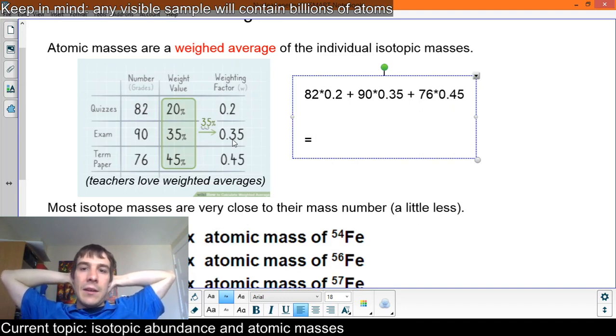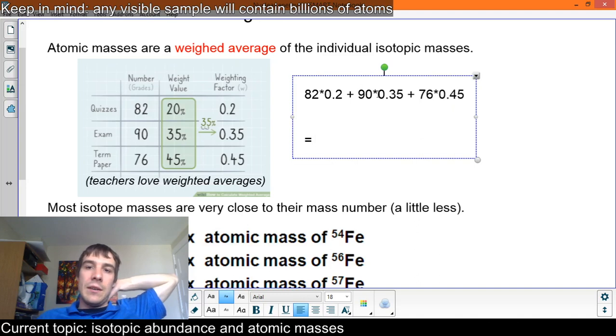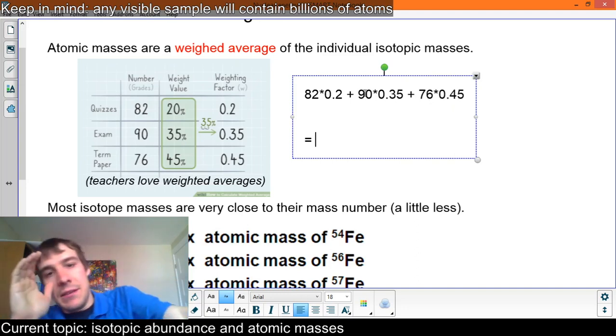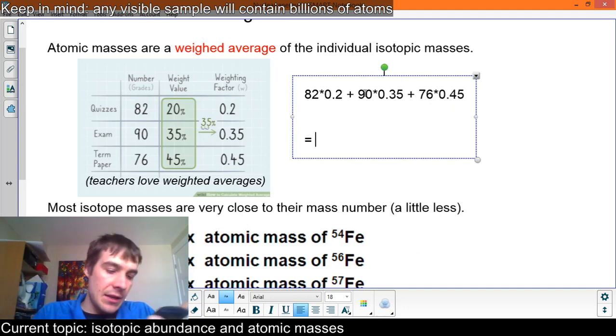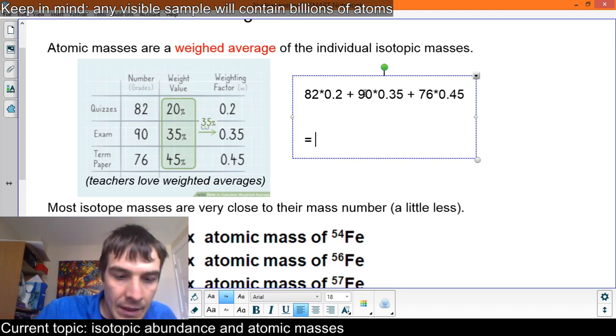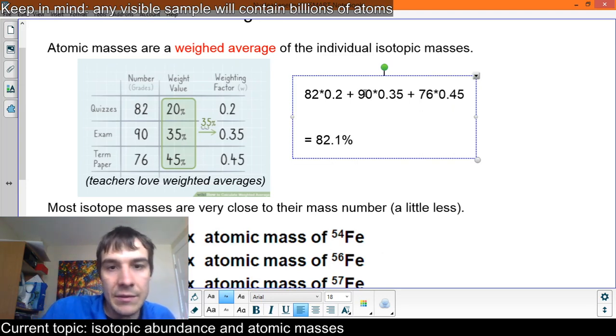Probably here, these are pretty close together. I'm thinking this will be right around 80, right around 80%. So let's have a look. 82 times 0.2 plus 90 times 0.35 plus 76 times 0.45, 82.1. 82.1% would be this student's final grade in this course.